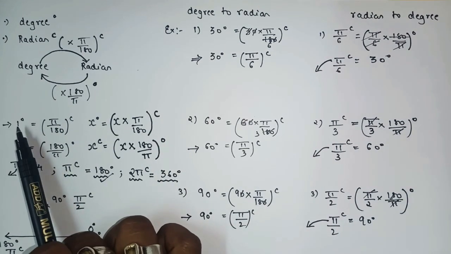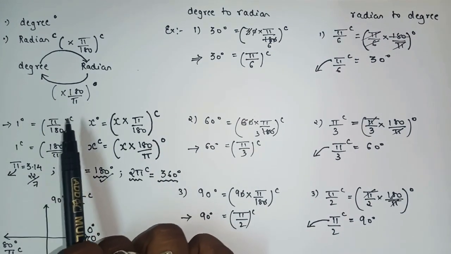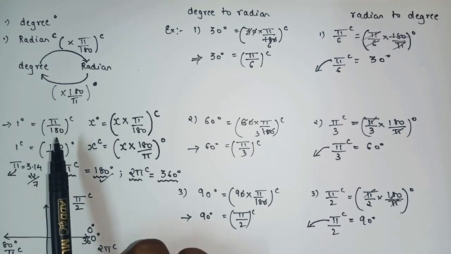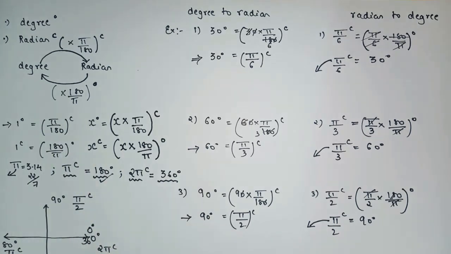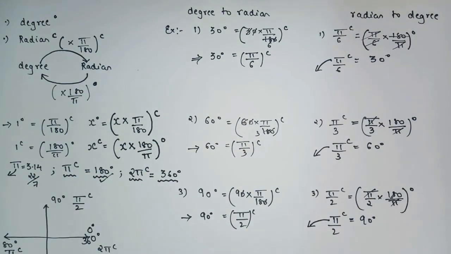Just remember, 1 degree is equals to what? Pi by 180 radian, and 1 radian is equals to what? 180 upon pi degree. And pi c is what? 180 degree, and double of this, 2 pi c, will be what? 360 degree. I hope you all understood the concept as we did today.